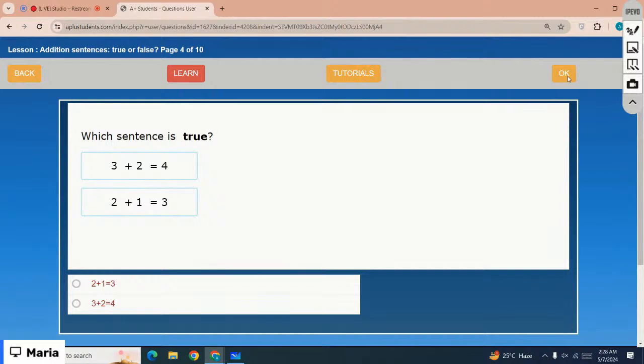Which sentence is true? 3 plus 2 equals 4, or 2 plus 1 equals 3? Which is the correct option? The correct option is yes, that is 2 plus 1 equals 3.